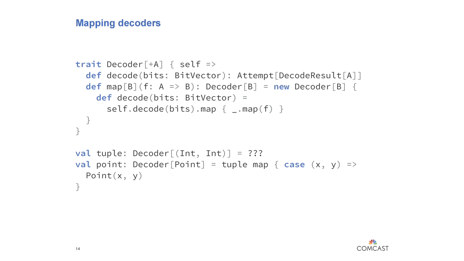Okay, so let's start with decoders. The first transform we'll do with a decoder is just a simple map operation. The same map operation we're used to from lists or options or any other type constructor. Our map operation will be defined directly on our decoder trait. It'll take a function from A to B and return a decoder of type B. So this is a little bit different than defining map on a collection, right?